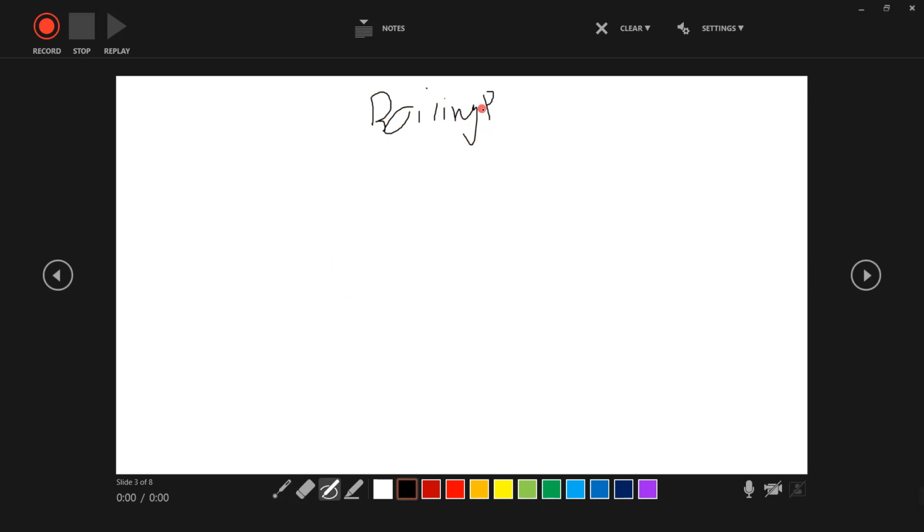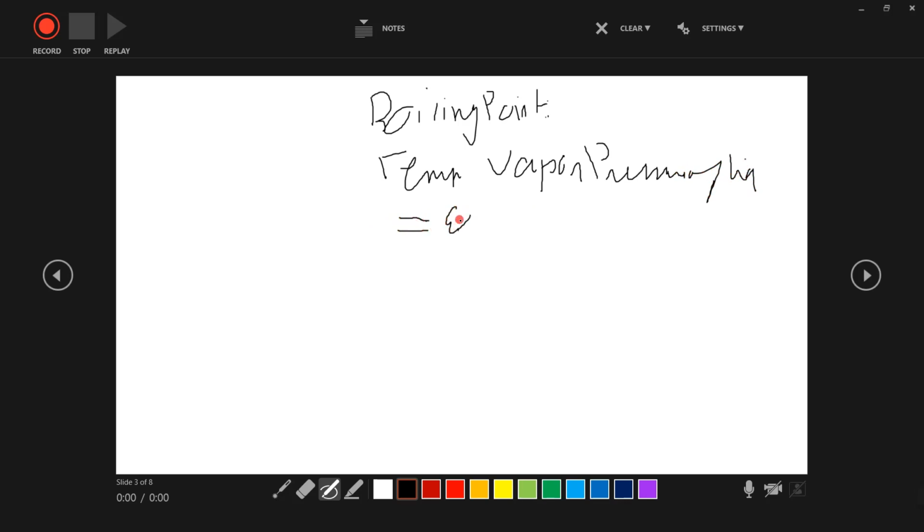It is very important. Boiling point, as a definition, is the temperature at which the vapor pressure of the liquid will be equal to the external pressure. When the vapor pressure of the liquid is equal to the external pressure, at this temperature the liquid starts to boil and starts to be converted into gas.